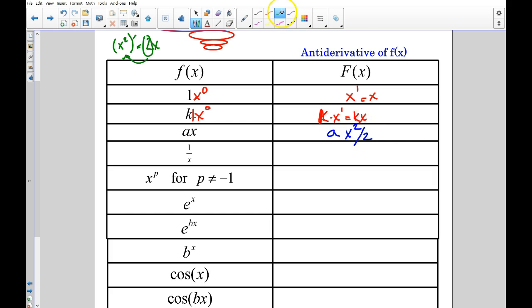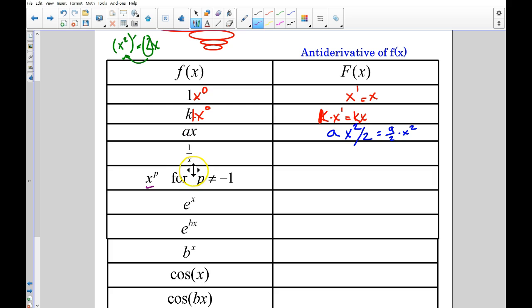So if I were to rewrite this, this is a over 2, just collecting the constants, times x squared. If I differentiate this, I would have to bring the exponent down as a coefficient, so the 2 and the 1/2 would cancel and I'd be left with ax. Okay, that one might take a little bit of time. You can perform the same thing with other exponents, which we'll get to in just a second.